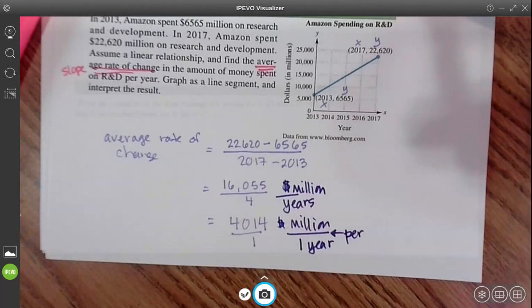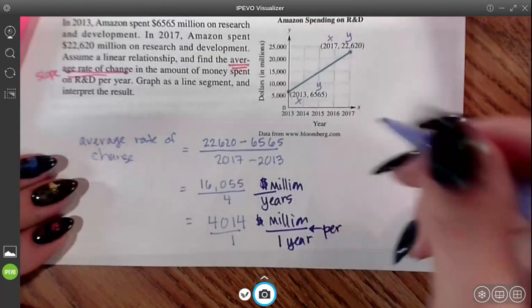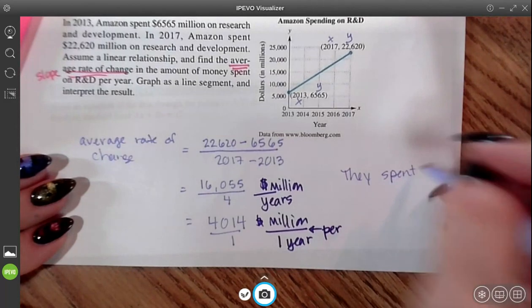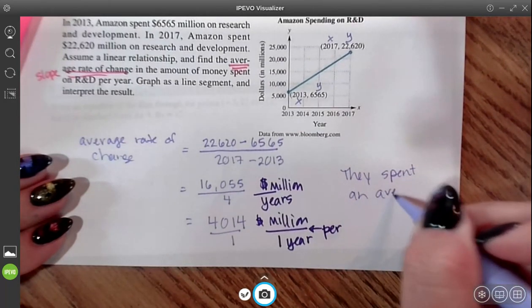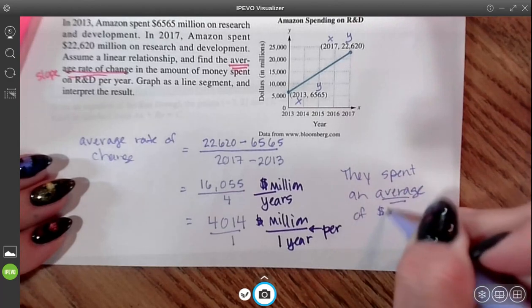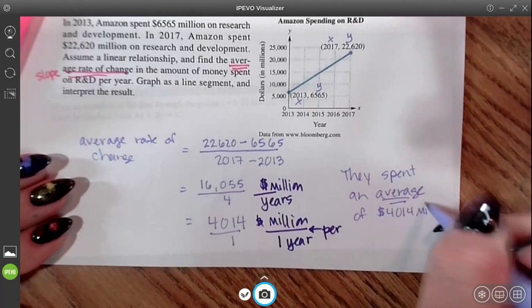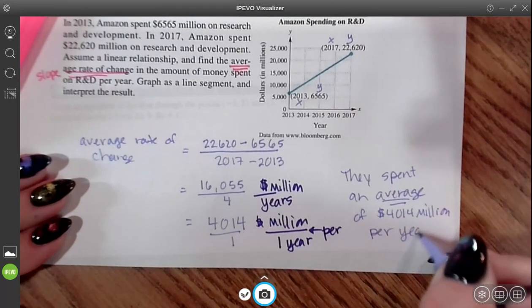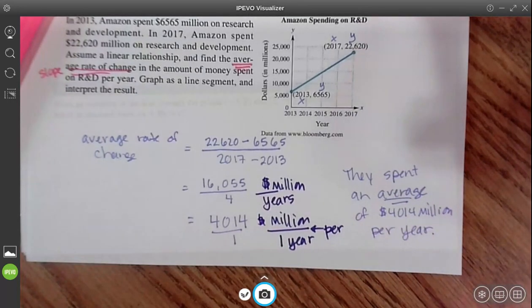And this little fraction bar means per. It means for every. So to interpret this, I would say that they spent an average, because we found the average rate of change, an average of $4,014 million per year on research and development.